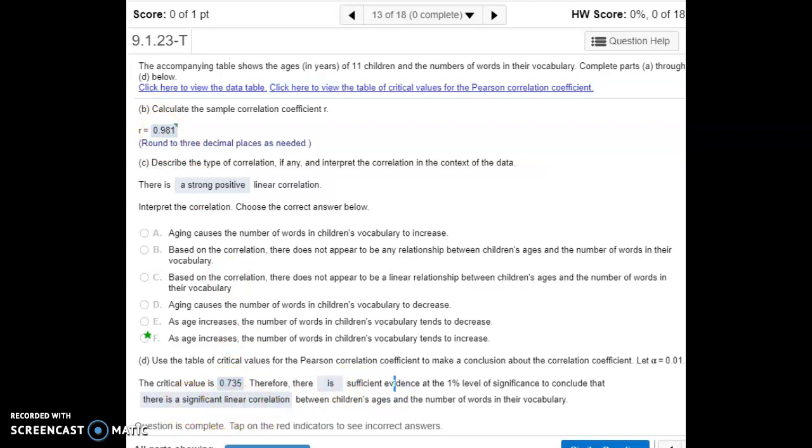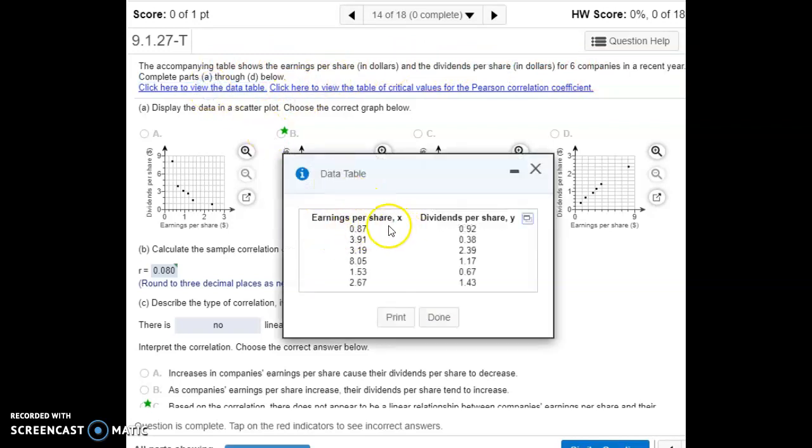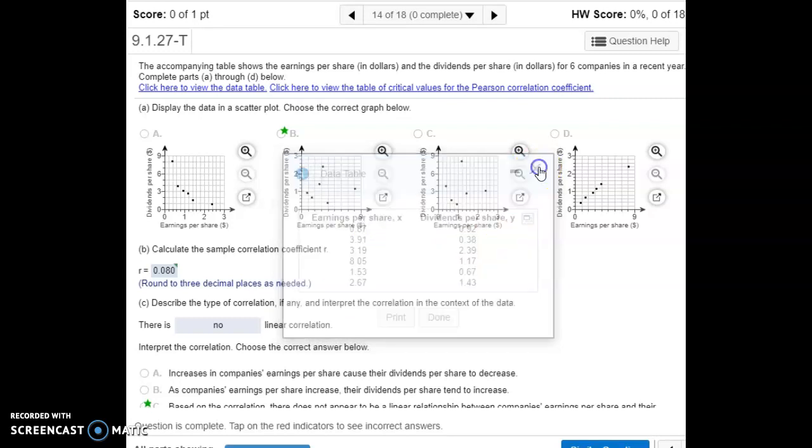there is sufficient evidence that there is a significant linear correlation. And number 14, looking at the correlation between earnings per share and dividends per share for 6 companies. Now looking at our table of data here, we see our x, our explanatory variable earnings per share, goes up from 0 to a little bit over 8. Dividends per share is from 0, but the largest value is less than 3.